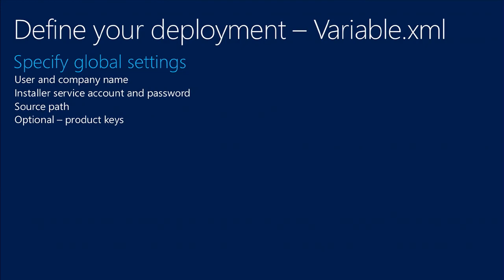The download itself off the TechNet gallery comes with a couple of samples. So at its simplest, you can just go and modify, edit that sample. What you do in variable XML, you specify some global settings. So you'll have the user and company name that the components are going to get registered to. There's a service account that's actually going to be used for the installation. There's a source path to where all the bits are, and we'll get to that in a moment. Then optionally, you can also put in product keys.